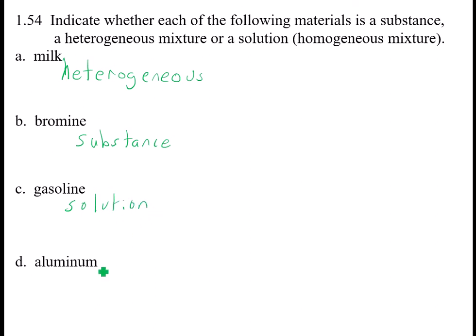Okay. And aluminum. Again, I can find this on the periodic table. Since it's on the periodic table, it's an element, and therefore it is a substance. And so this is the end of the second part of this video.